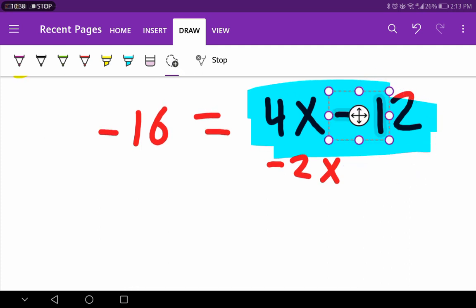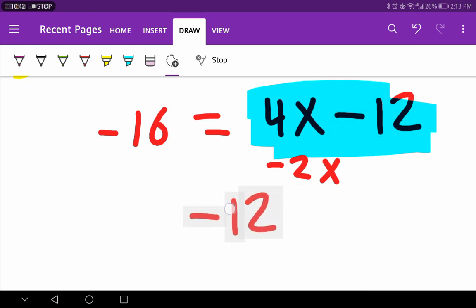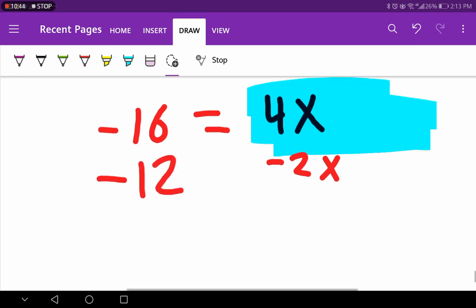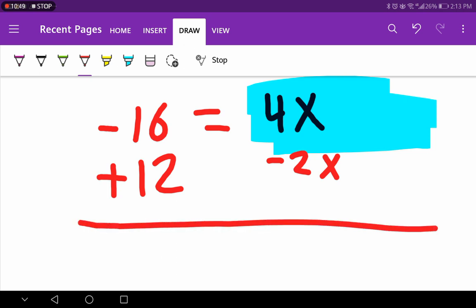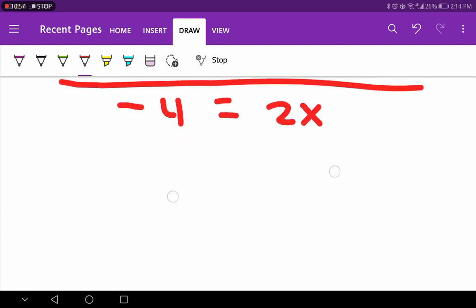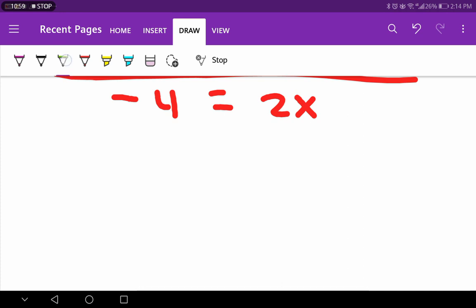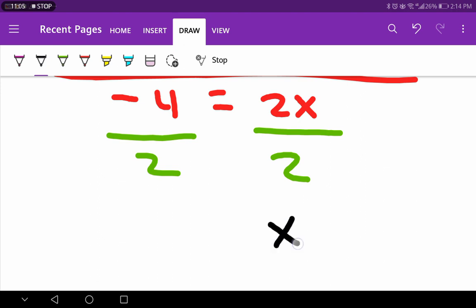It will be like this, and it will be positive. So now 4x and negative 2x gives 2x, and here it equals negative 4. Now the last step: we divide by 2 and we divide by 2. So x equals what? Negative 2. x equals negative 2.